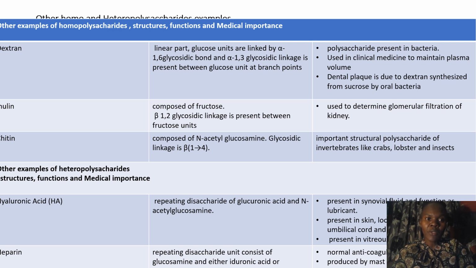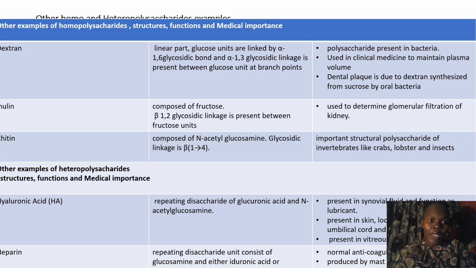Here is the function of the homopolysaccharide. It is present in bacteria, and it is used to maintain plasma volume in clinical medicine. Lastly, it relates to dental plaque, because the oral bacteria produce dextran, which is synthesized from sucrose. So the oral bacteria related to dental plaque result from synthesizing dextran from sucrose.